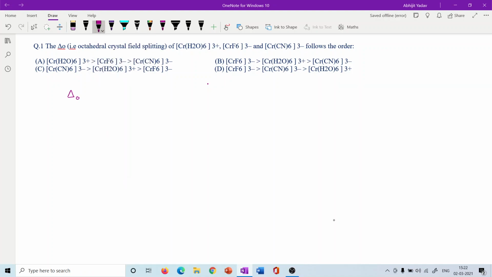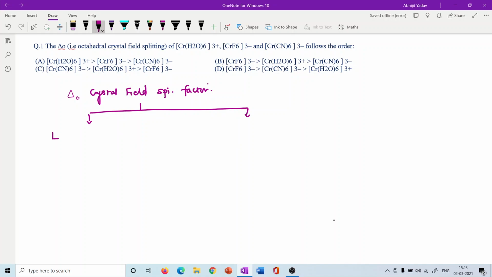It is the crystal field splitting factor. Now this delta zero varies in two different ways.